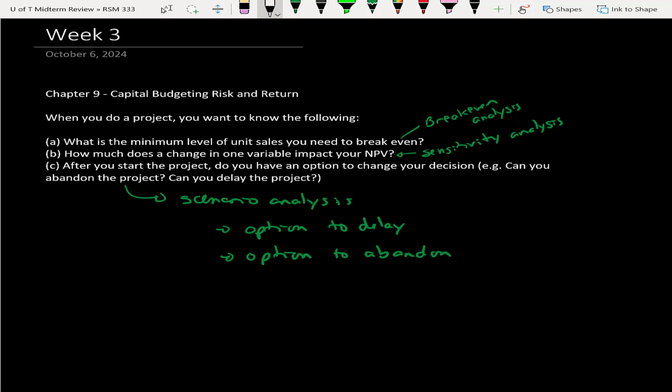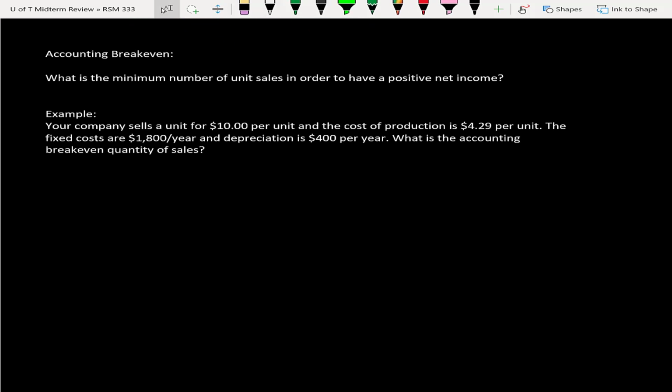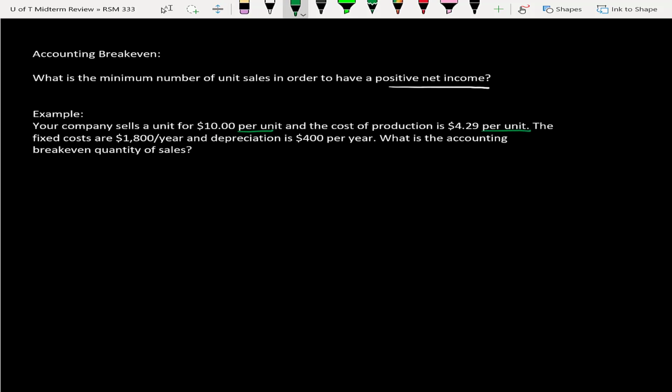Okay, so let's look at the first one we'll do, which is an accounting break-even. What's the minimum number of units you must sell in order to have a positive net income? Now this is not net present value, this is accounting net income. The example says a company sells a unit for $10 a unit, and the cost of production is $4.29 per unit. If we look at anything that is per unit, it's going to be a variable cost or revenue. The fixed costs are $1,800 per year, and depreciation is $400 per year.